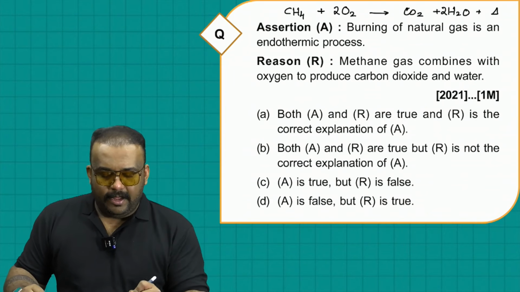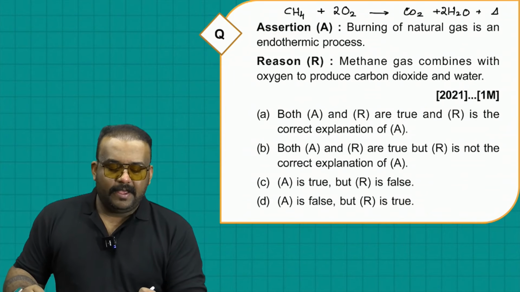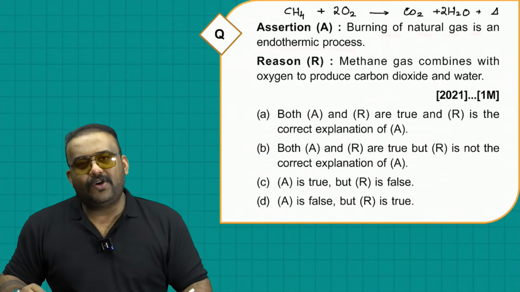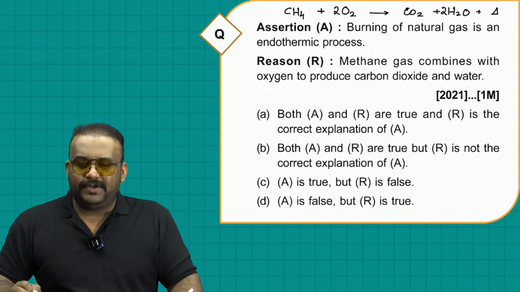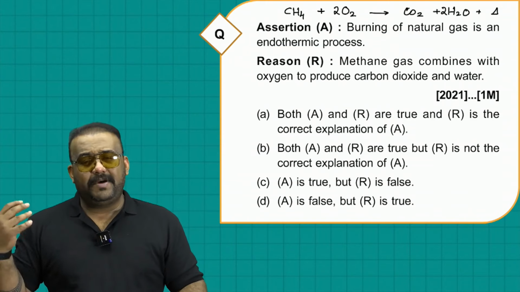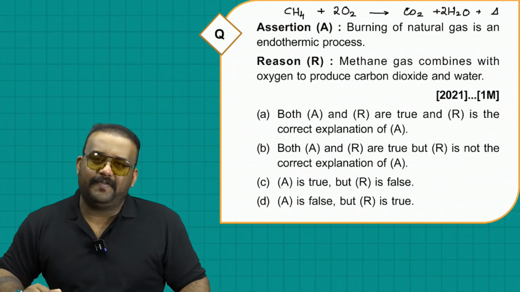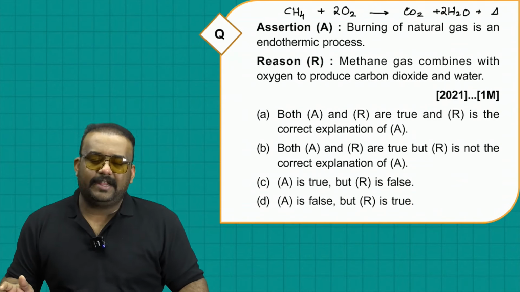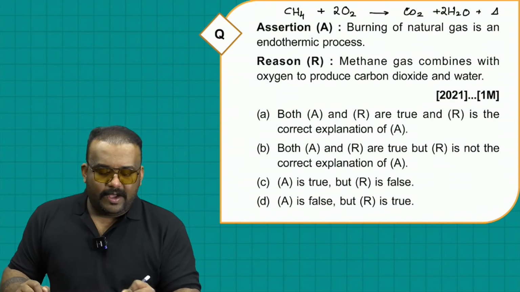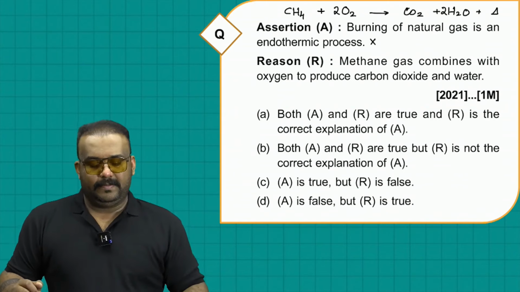So you can see that the assertion statement says burning of natural gas is an endothermic process. That is wrong, because when you burn natural gas, you are getting energy out, isn't it? So that reaction is accompanied by release of energy in the form of heat and light. So it is a category of reaction called exothermic. It is not endothermic. So our assertion statement is wrong.